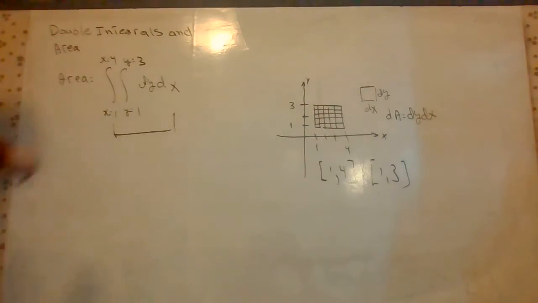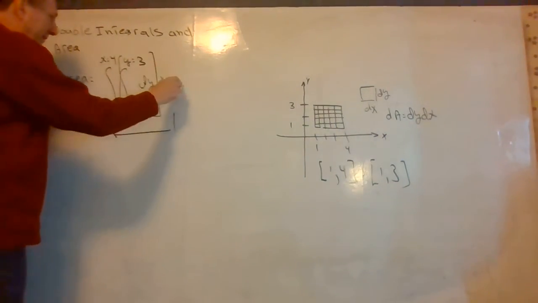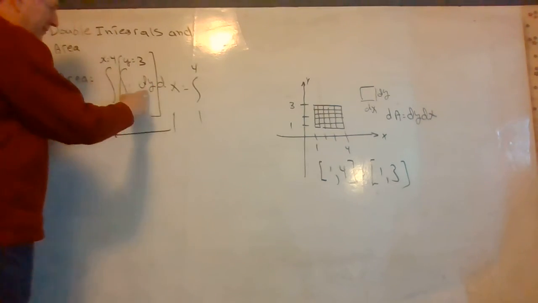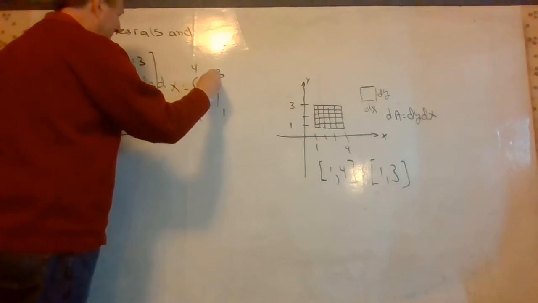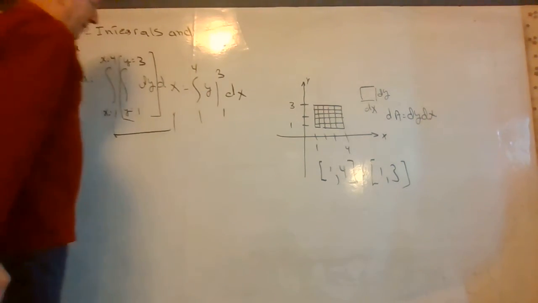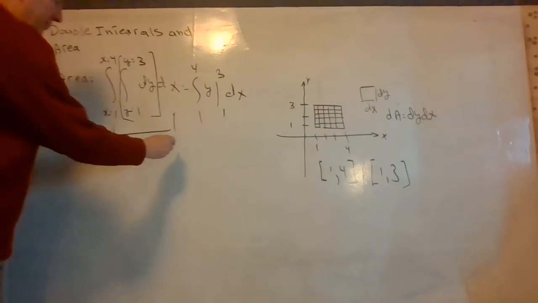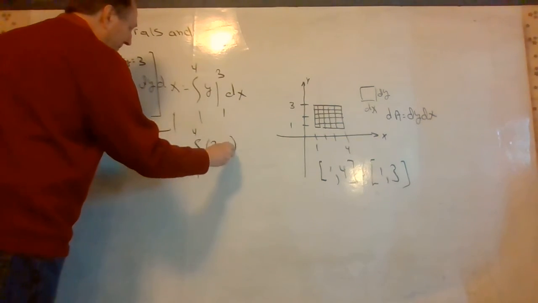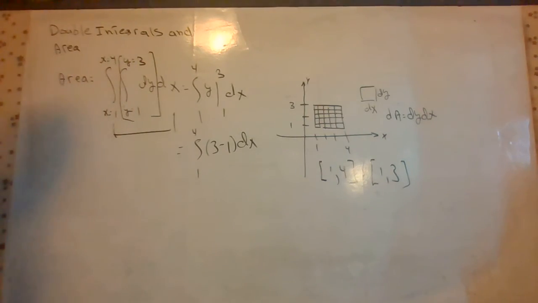Now, in terms of evaluating, we're going to start on the inside. And we get integral from 1 to 4. Integral of dy is y from 1 to 3, dx. Plug in 3, plug in 1. We end up with integral from 1 to 4, 3 minus 1 dx. I'll leave the 3 minus 1 there till the end.